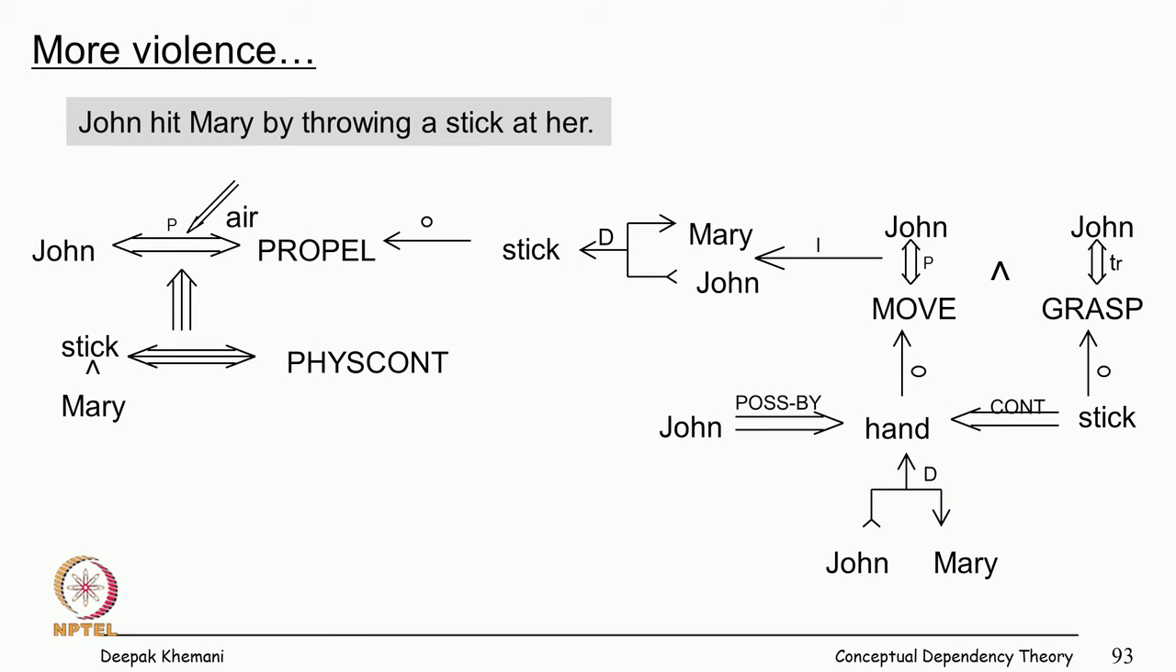So, there is some more violence between them. So, John hit Mary by throwing a stick at her essentially. So, it is very similar. You can see that John propelled something, as a result of which the stick and Mary came into physical contact, except that when you talk about stick, now we are propelling the object stick, and then we know how to throw a stick, right. We move your hand and then you grasp it and then ungrasp it and then release. So, all that is being modeled on the right hand side of the slide essentially.